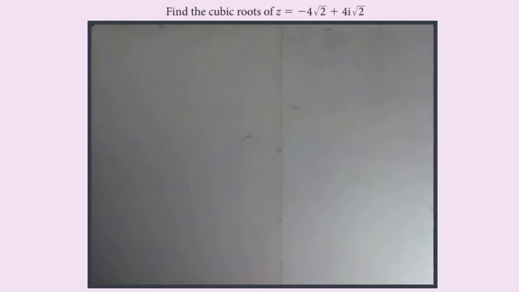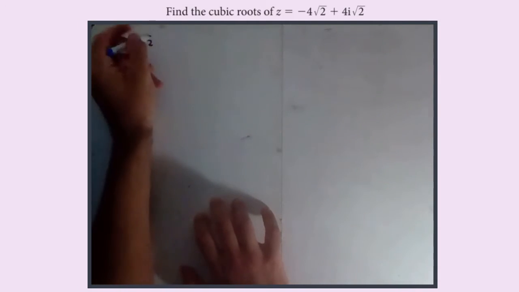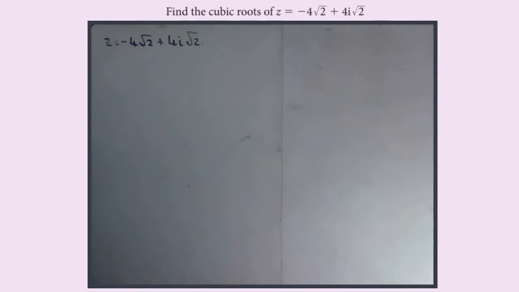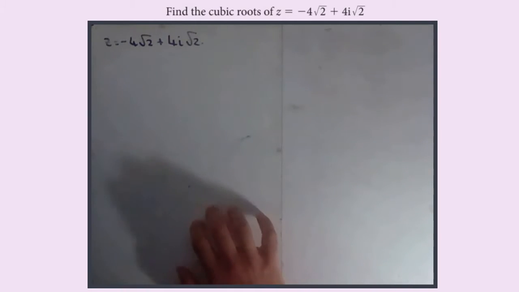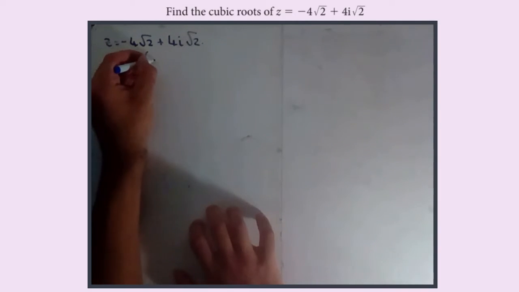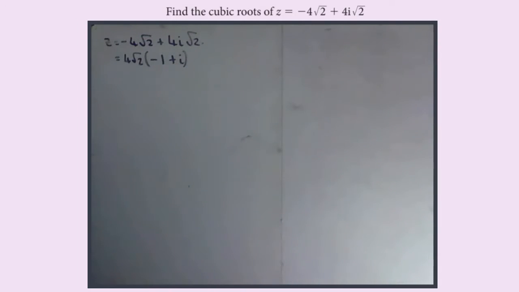Find the cubic root of z equals minus 4 root 2 plus 4i root 2. So z equals minus 4 root 2 plus 4i root 2. If you look at that, both the real and the imaginary parts have a common factor of 4 root 2, so I'm going to pull that out. It equals 4 root 2 times (minus 1 plus i), which makes things a lot easier.